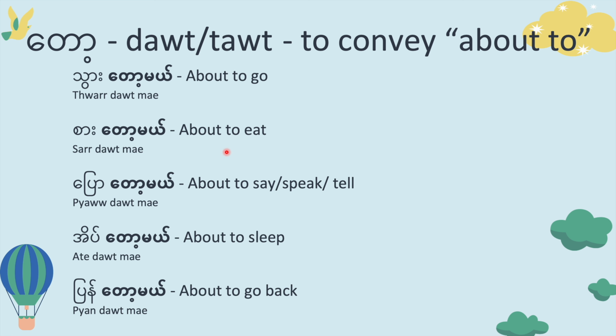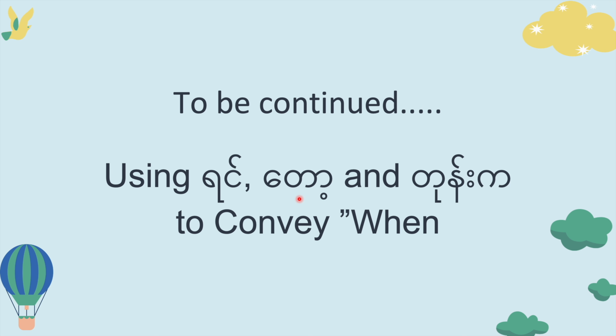စားတော့မယ်, about to eat. ပြောတော့မယ်. ပြောမယ် means you will speak or you will tell. ပြောတော့မယ်, you are about to say, you are about to speak or tell. အိပ်တော့မယ်, about to sleep. ပြန်တော့မယ်. ပြန်တယ် means going back. ပြန်တော့မယ်, about to go back.